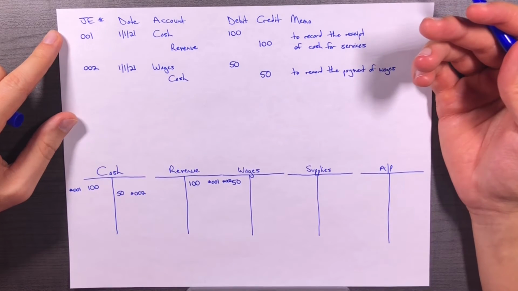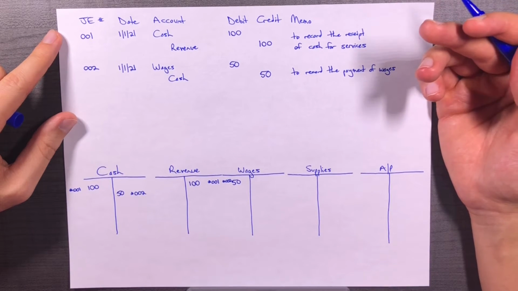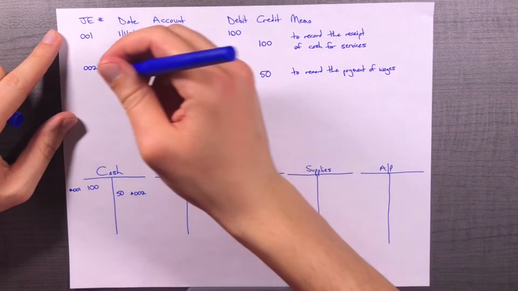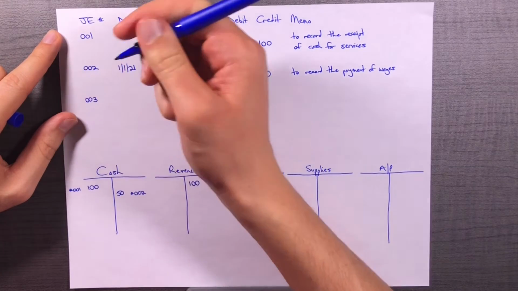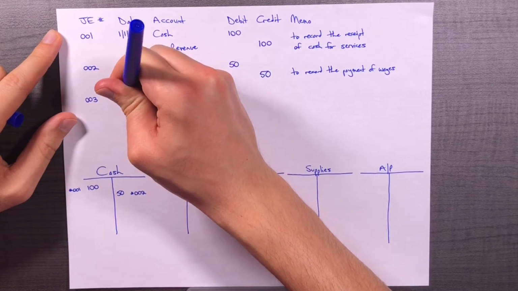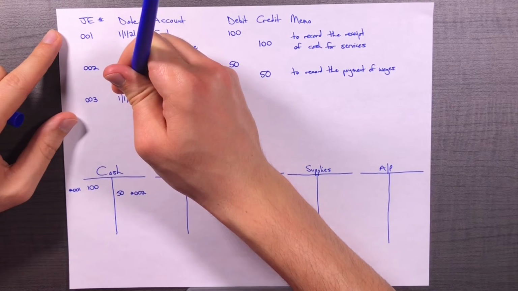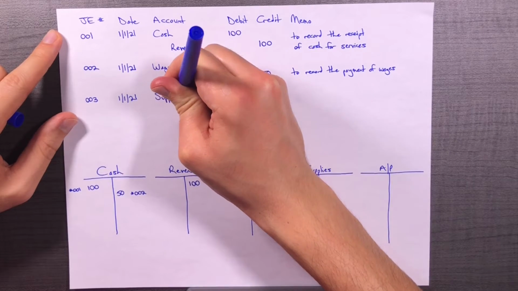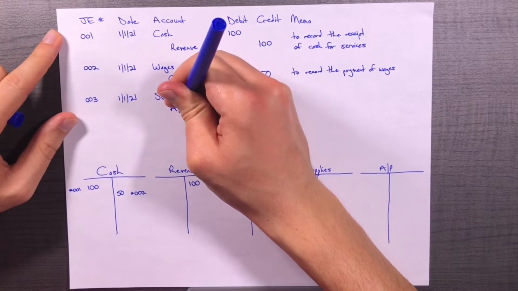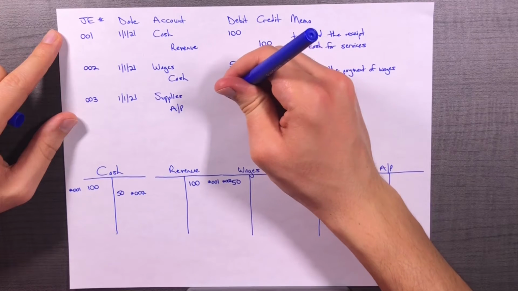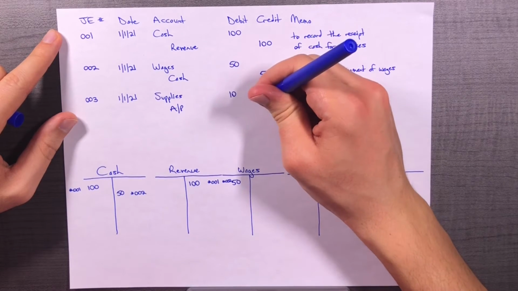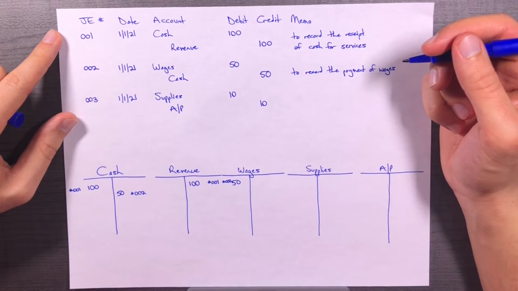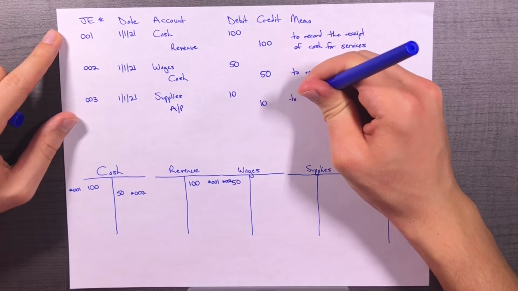Finally, we have our final transaction, which is purchasing supplies on account. You might want to pause the video and see if you can figure out what the journal entry is going to look like. So we're going to put 003 for our journal entry number, and again, we have 1/1/21 for our date. The first account was supplies, and the second account was accounts payable. We have our amounts of $10 for supplies debited and $10 for accounts payable being credited. And lastly, we'll put for our memo to record the purchase of supplies.